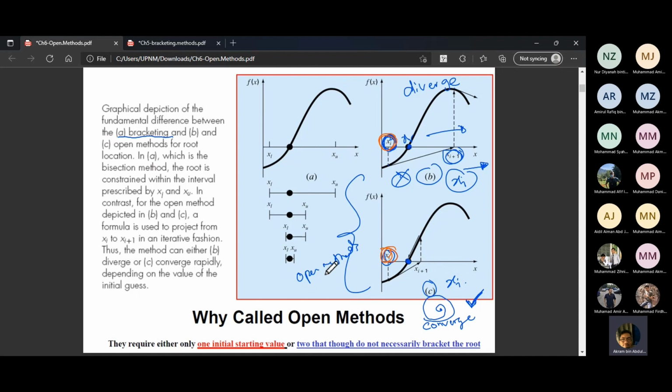So picking the initial value is very crucial when you choose to use open methods. So pemilihan nilai initial tu penting bila kamu nak buat open method, supaya kita nak dia converge. Kita tak nak dia diverge.